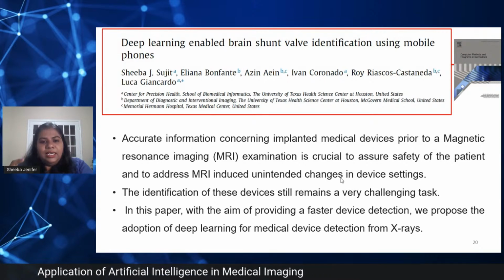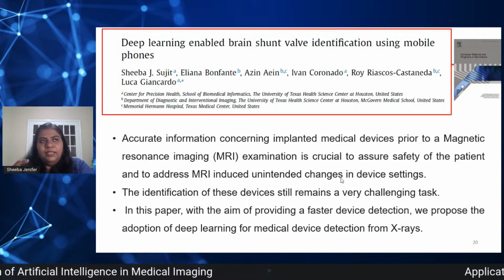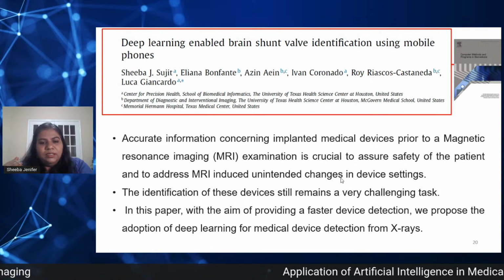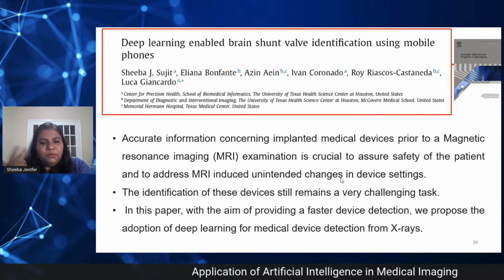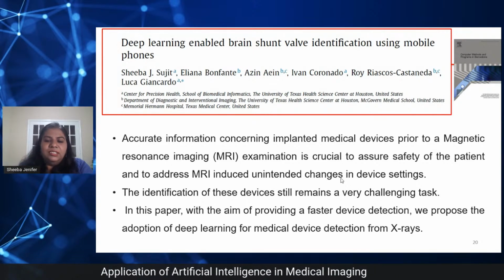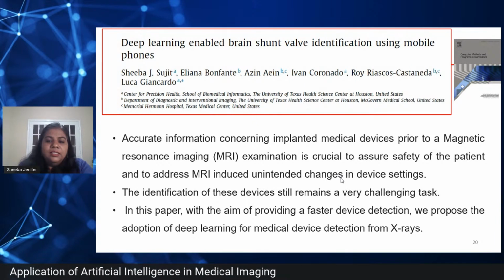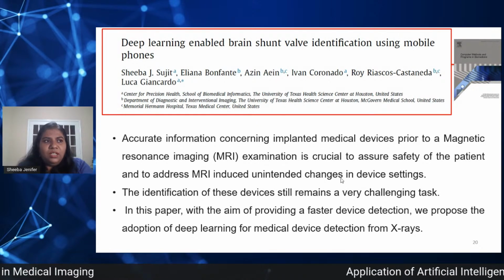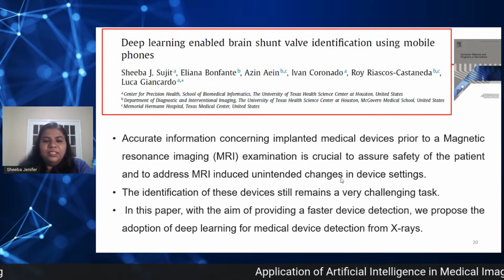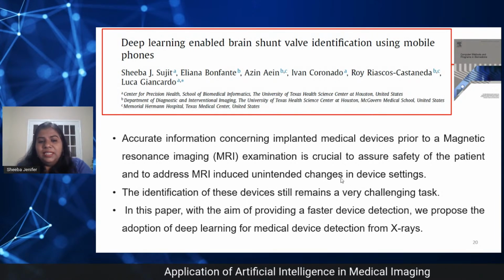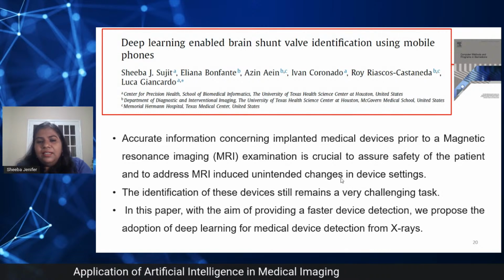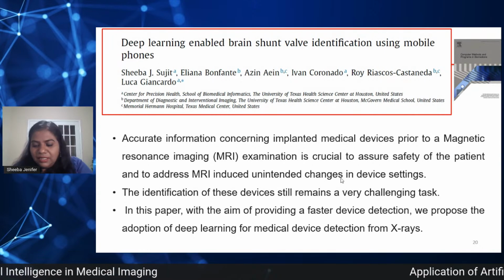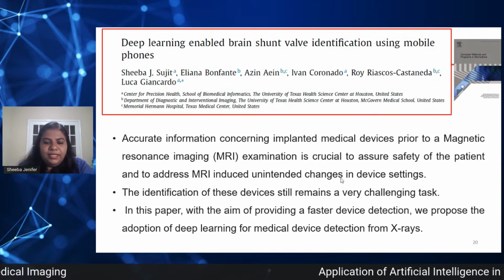Usually they carry a card which says what type of device is implanted inside the brain. But most often the patients may lose the card or they don't really know what kind of shunt valve is in their brain. So a technologist has to go through different protocols to check whether the patient is safe to send inside the MRI scanner, or should they wait? There is a lot of confusion about whether the patient is eligible for an MRI scan.